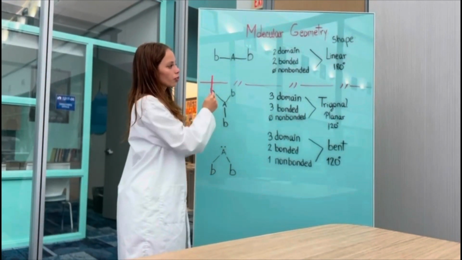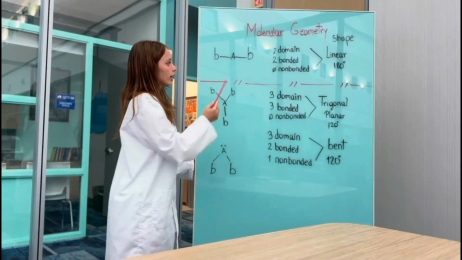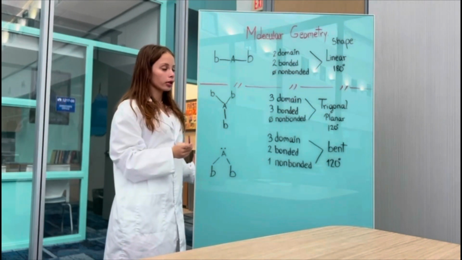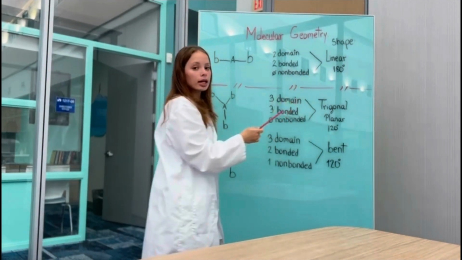In the first section, we're going to have a linear electron geometry. They're going to have 2 domains, 2 bonded and 0 non-bonded. They're going to have a linear shape with 180 degrees.